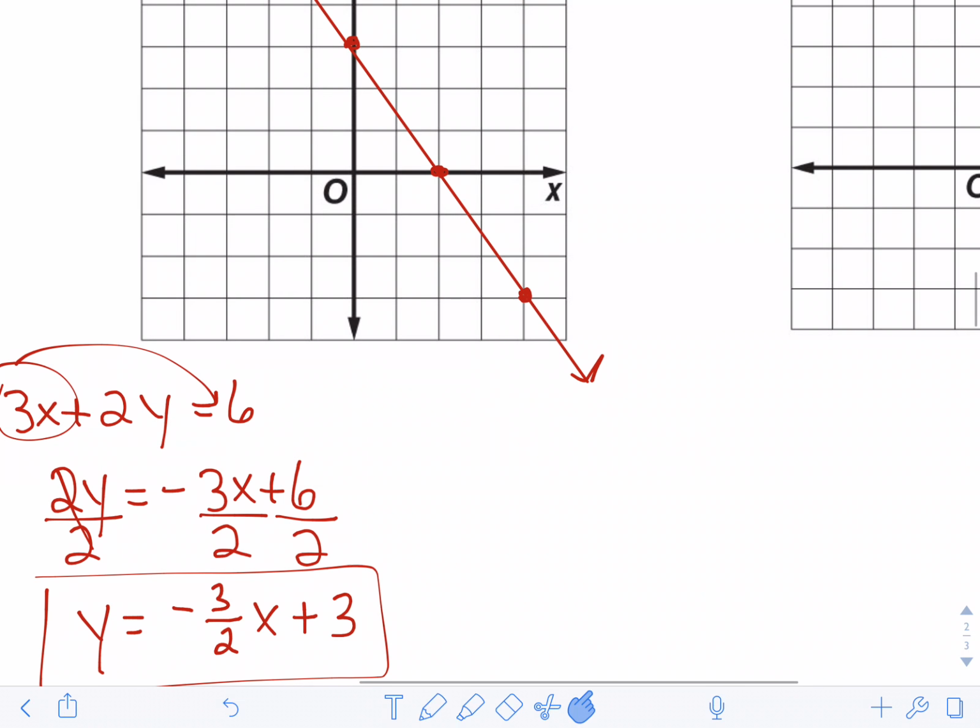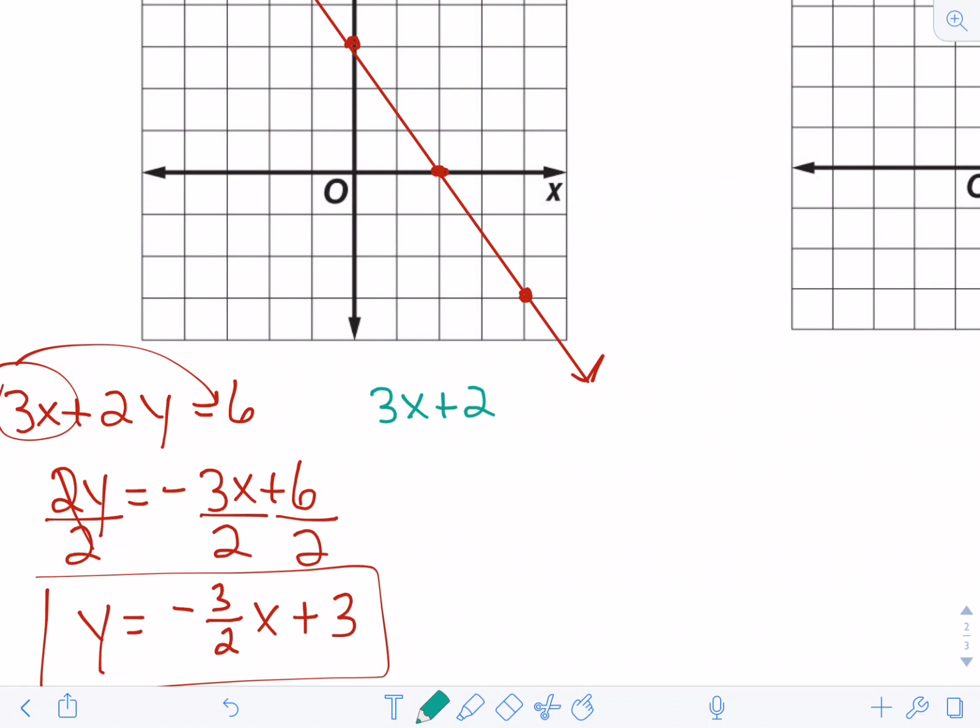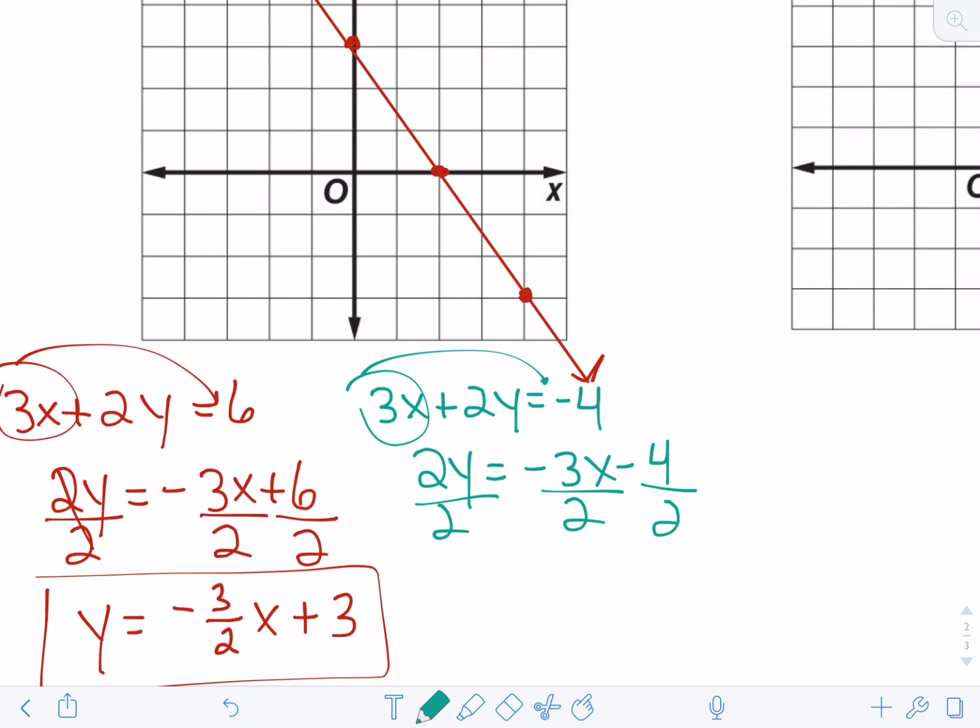So 3x plus 2y equals negative 4. Exciting move. So we have 2y is equal to negative 3x minus 4. And great divide, so divide everything by 2. So I have y equals negative 3 over 2x minus 2.